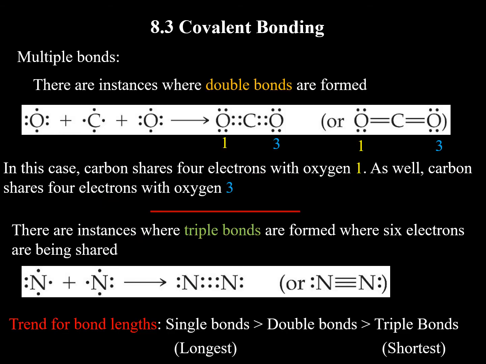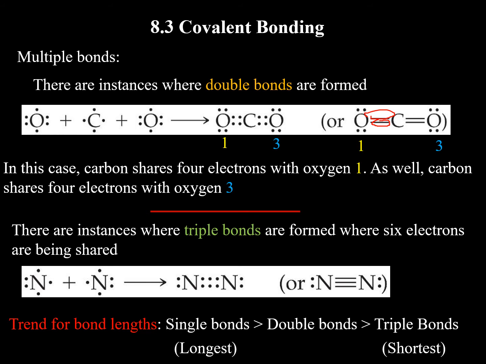We can also have double bonds, which consist of, as the name suggests, 2 single bonds. A double bond is composed of 4 valence electrons sharing. So 1, 2, 3, 4. So in this case, carbon dioxide has 2 double bonds, and it has 4 lone pairs, and they're all on the oxygen.